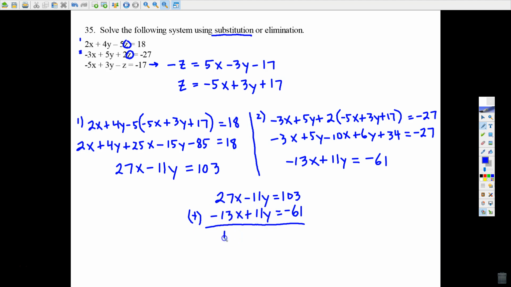And that's going to give us 14x. And over here we get 103 minus 61. And that's 42.